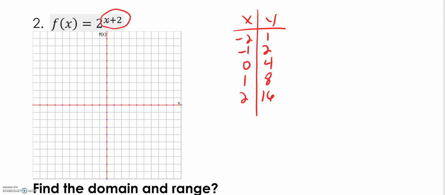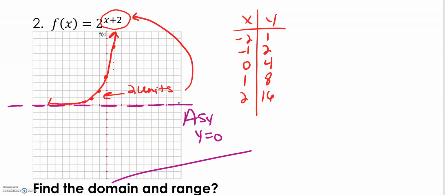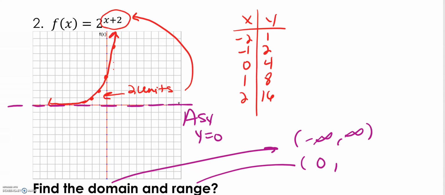So (-2, 1), (-1, 2), (0, 4), (1, 8). So this graph, the whole graph shifted. If we look at the graph we did a moment ago, the whole graph shifted to the left 2 units because of this 2. Okay, the asymptote, the line that the graph is going to get really close to but not touch. We've done those before. y equals 0. The domain is -infinity to infinity, and the range is 0 to infinity.